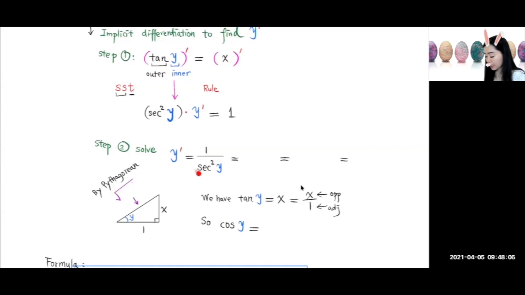We know secant is the reciprocal of cosine, right? So this is cosine squared of y. Now, we want to return back to x. Then we use the same trick again. The trick is to use the y triangle. So we have tangent of y equal to x. So we draw the right triangle here and label this angle y. So that's the angle y in radians.